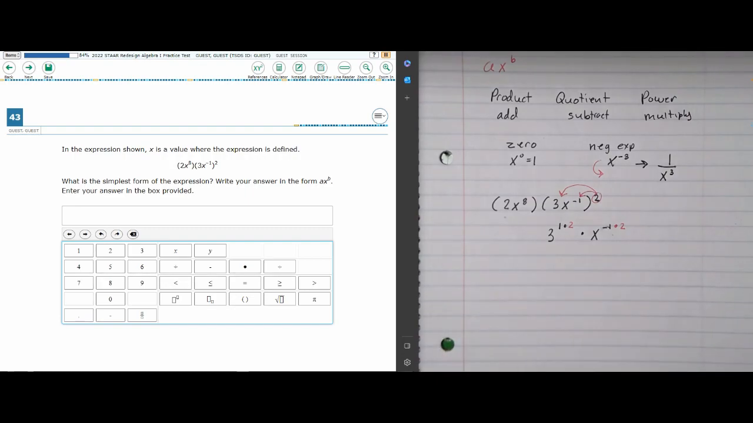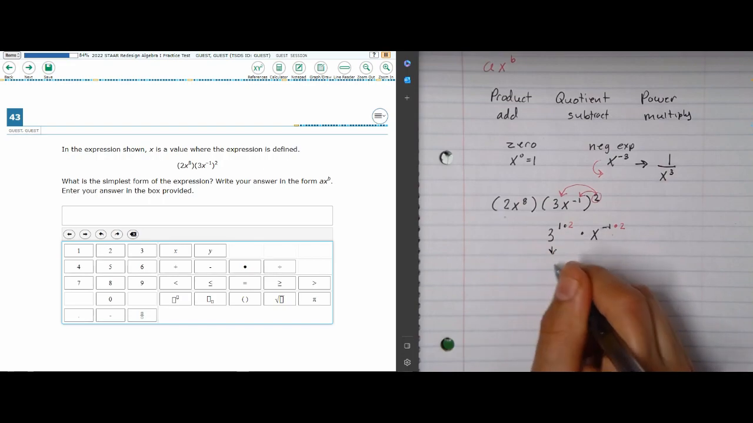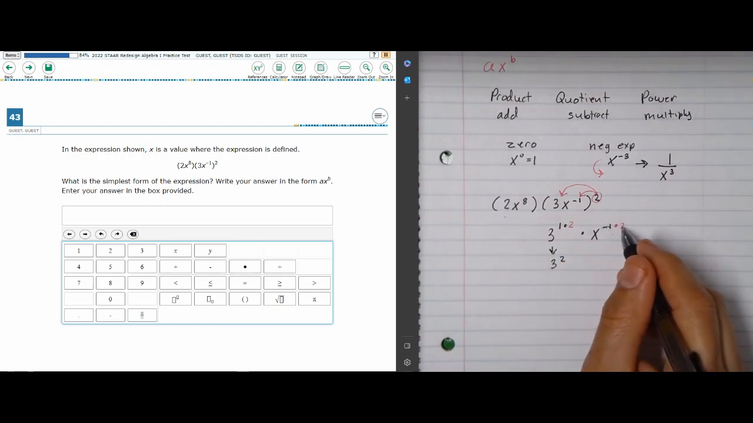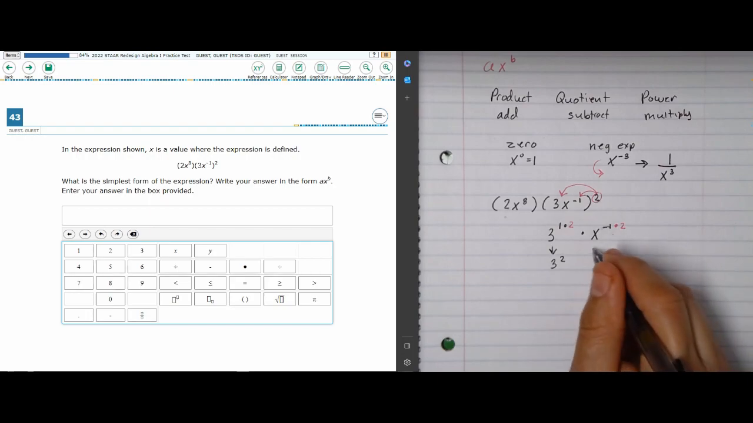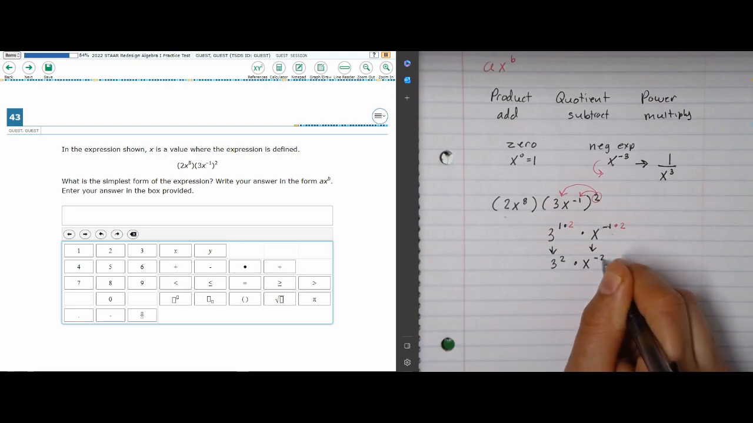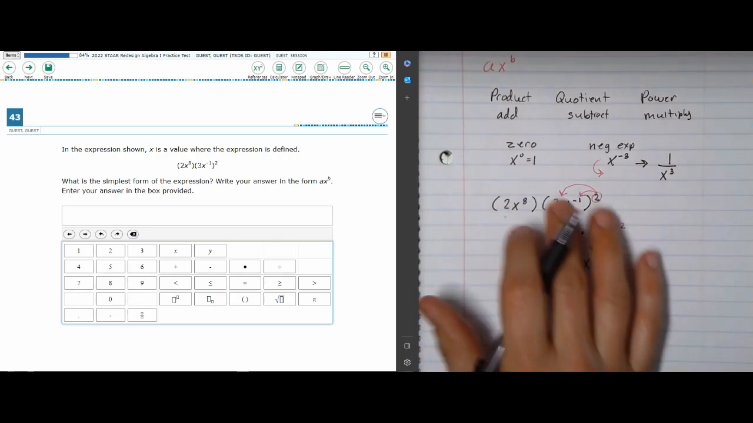So now I'm going to multiply this out. I know 1 times 2 is 2. That one is really easy. So I got 3 to the power of 2. Negative 1 times 2 is going to be to the power of negative 2. So that becomes times x to the power of negative 2. And so we finished handling this distributive property here.